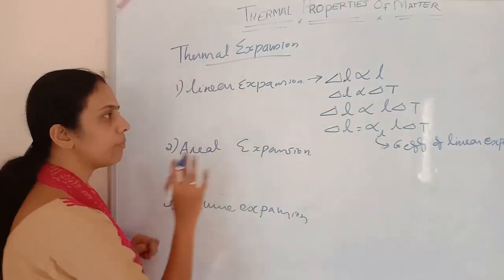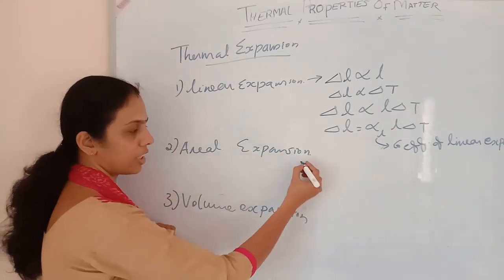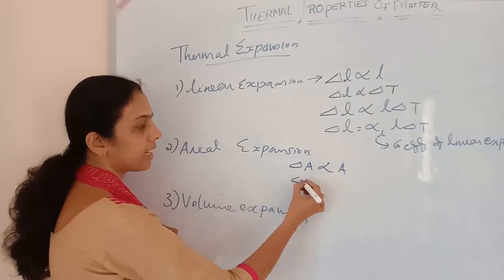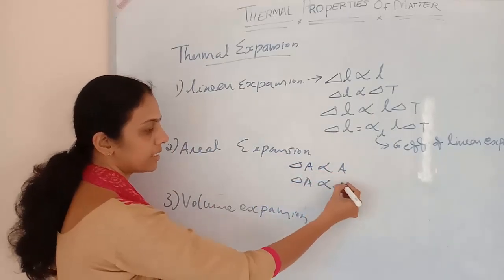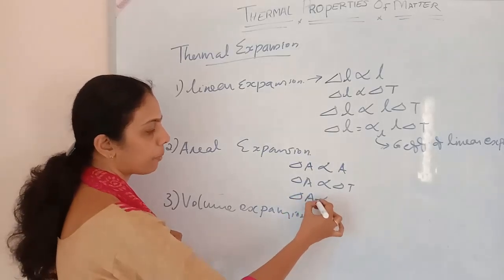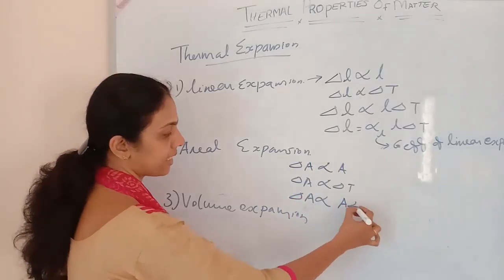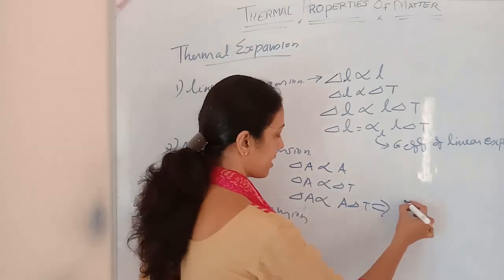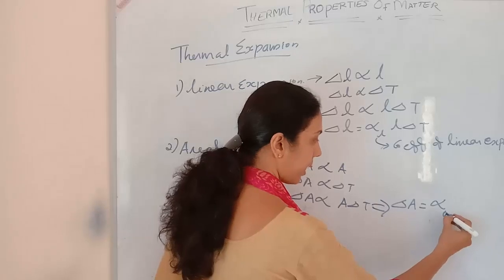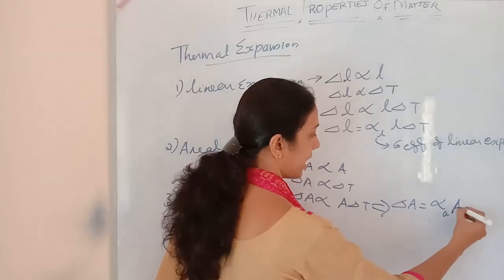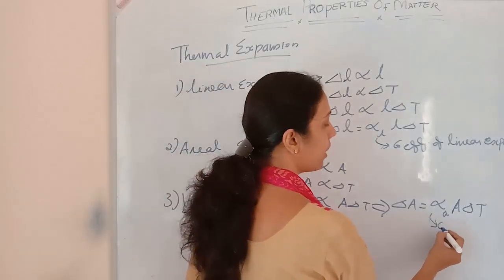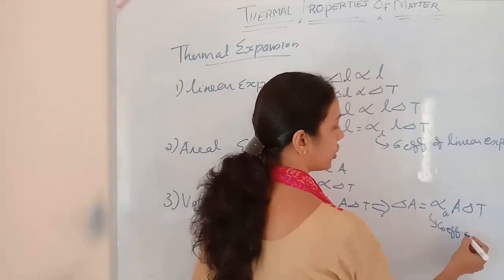In the same way we can write it for areal expansion also. Delta A is proportional to A, and delta A is proportional to delta T, or we can write delta A is proportional to A delta T, or delta A equals alpha A into A delta T. This alpha A is called the coefficient of areal expansion.